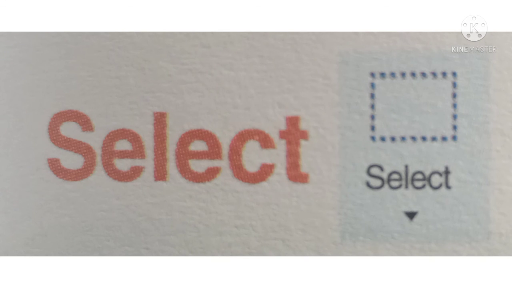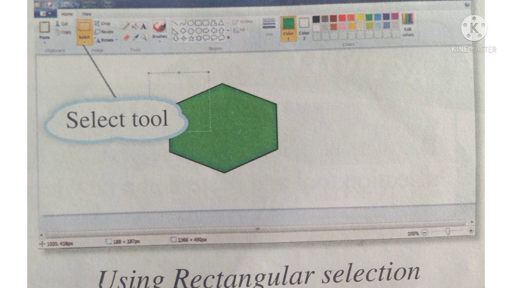More tools in Paint. The following are some more tools given in Paint. Select. You can copy or move a part of a picture using the Select tool in the Image group of the Home tab. There are two kinds of selections that can be done. Using rectangular selection. Number 1. Draw any shape, say hexagon. Take help of a Polygon tool.